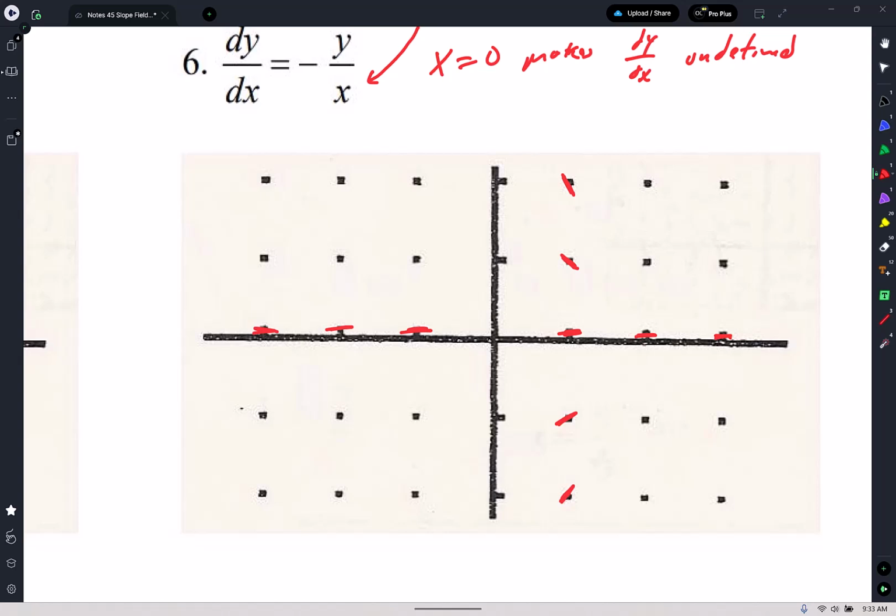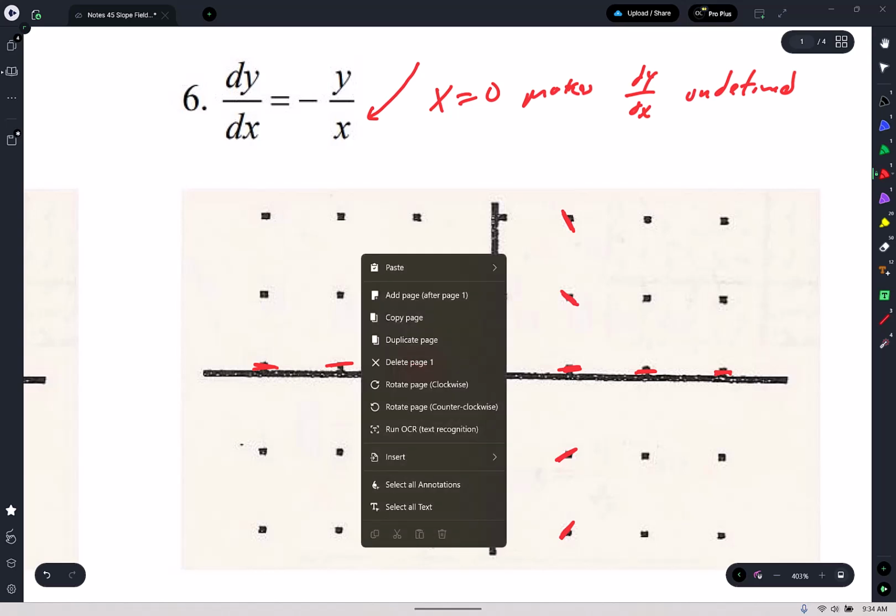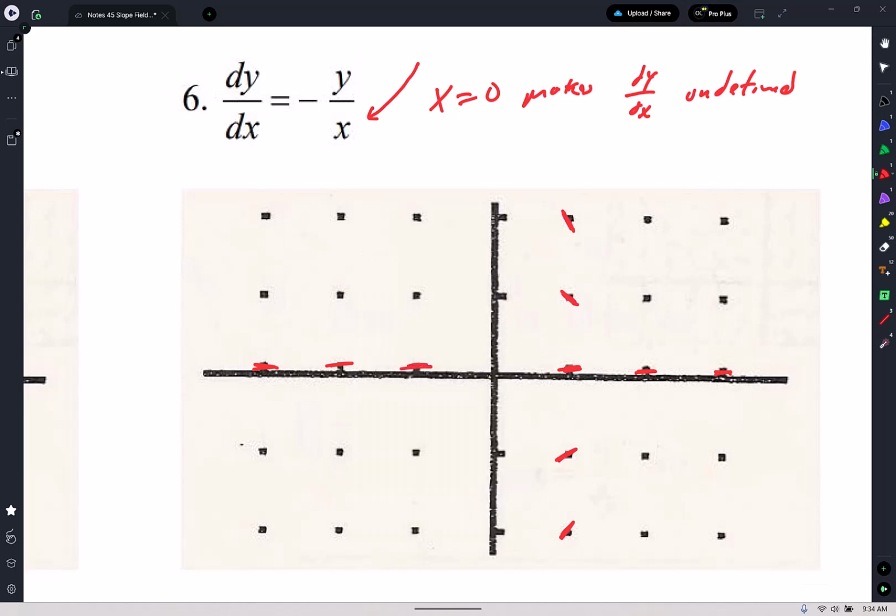Now let's go to x equals 2. I'm at (2, 1). So that's going to be a slope of negative half. So make it flatter than the one before. So there it is, because it's 1 divided by 2. Remember? And then I'm at (2, 2). So that's a slope of negative 1. There it is. I'm still going.